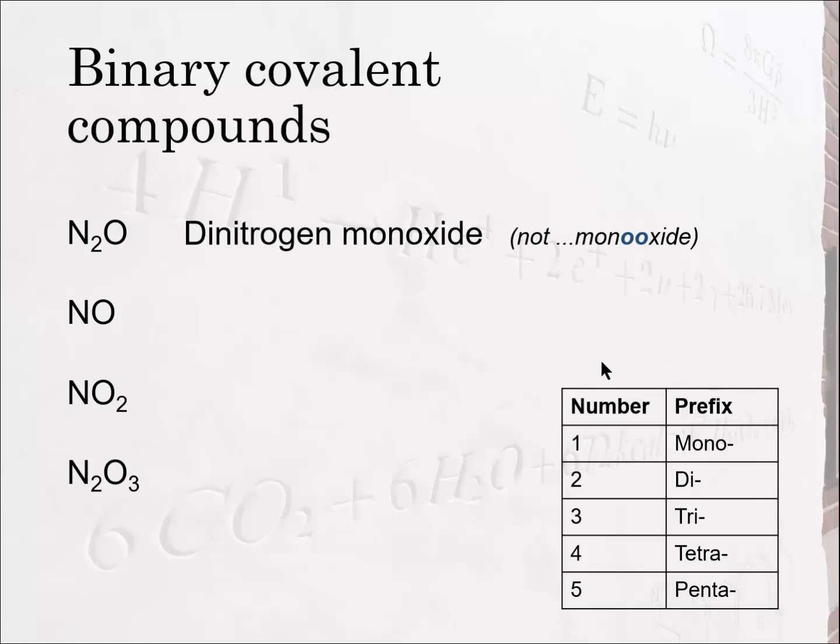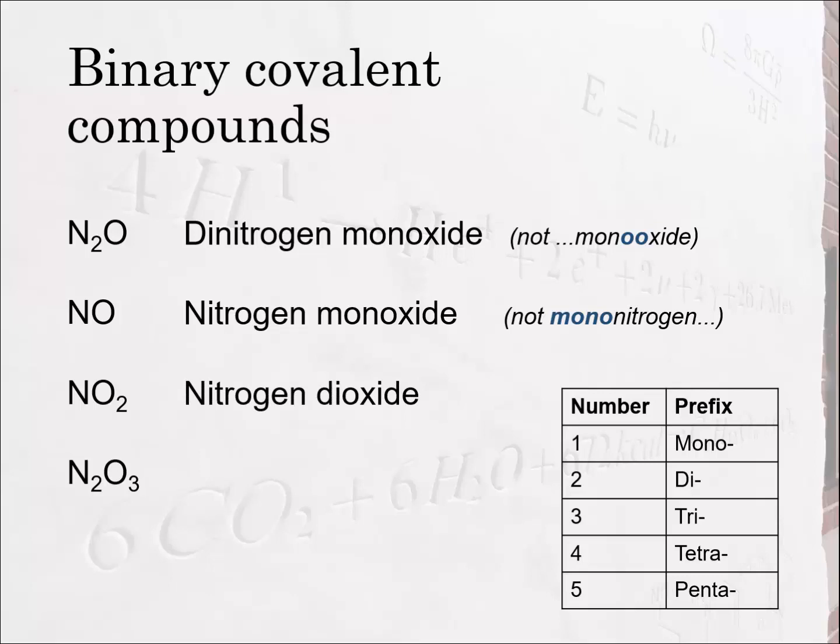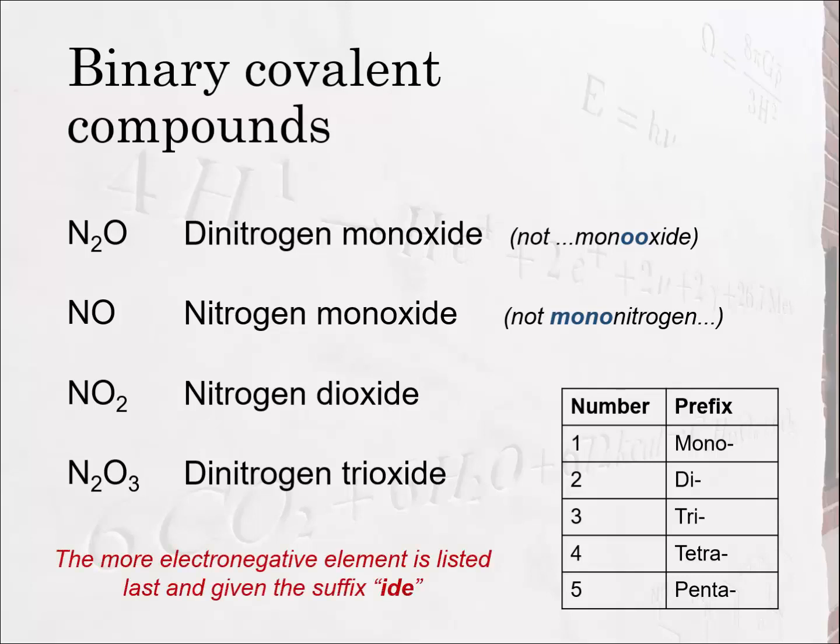N2O is named dinitrogen monoxide. Notice the double O is omitted. It's monoxide, not monooxide. By convention, the prefix mono is omitted entirely from the first element. NO is just nitrogen monoxide, and NO2 is nitrogen dioxide. N2O3, however, gets a prefix for both nitrogen and oxygen and is named dinitrogen trioxide. If you're wondering why I put nitrogen before oxygen, it's because of electronegativity. The more electronegative element is listed last and is given the suffix "ide."